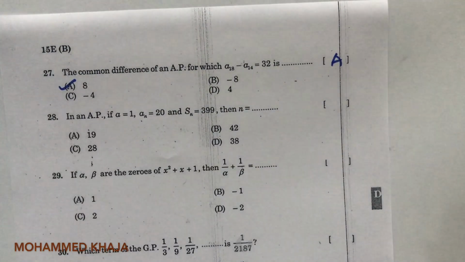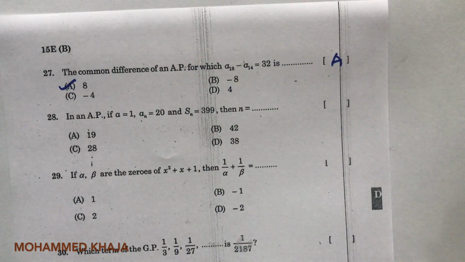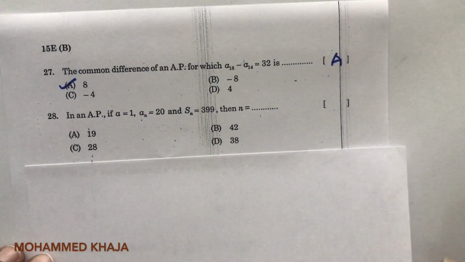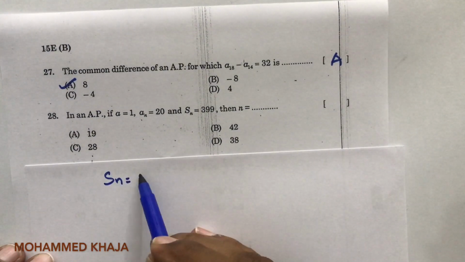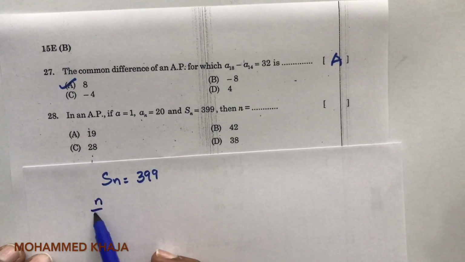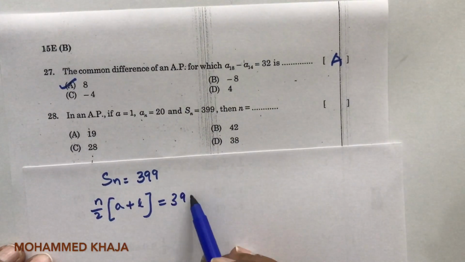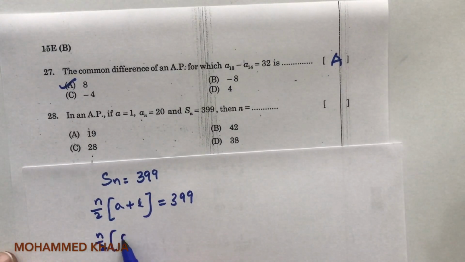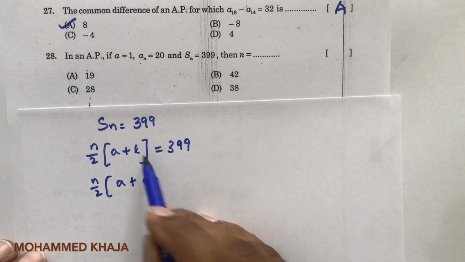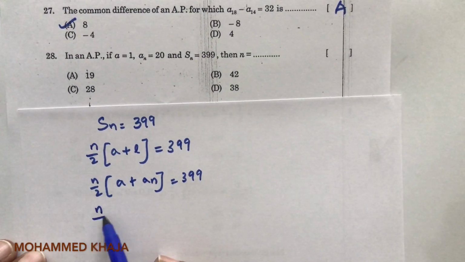Next question. In an AP, if a is 1 and an is 20, Sn is 399. So here, sum of n terms is 399. If I use the second formula, n by 2 into (a plus l), or you can write n by 2 into (a plus an). l is nothing but the last term, so an also you can write. See, now if we substitute the values, n we need to find.